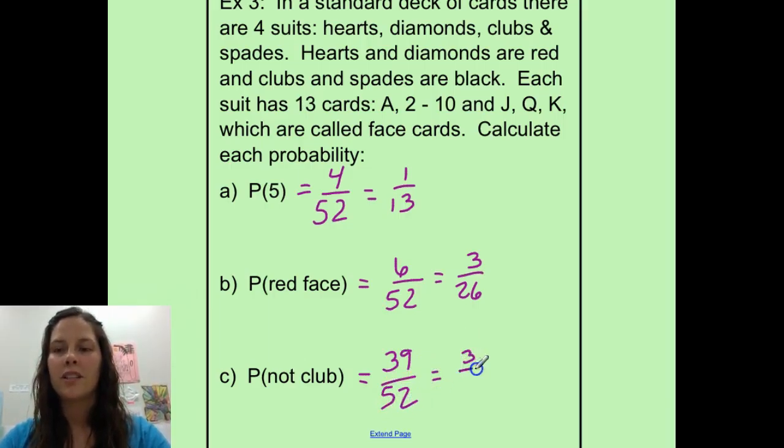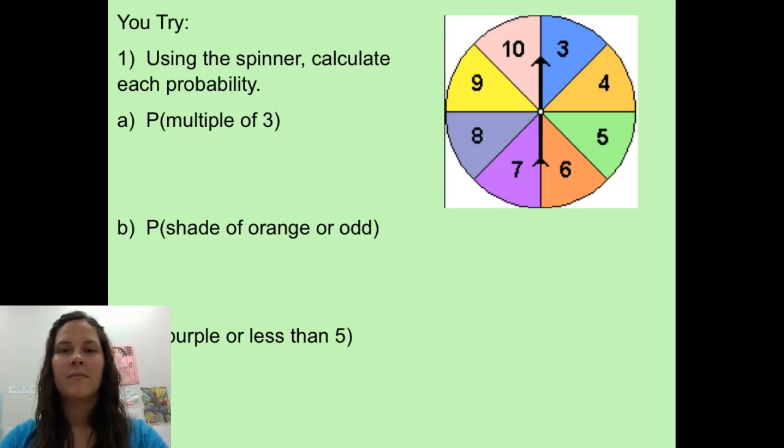Here's your you try question. Use the spinner to answer the 3 questions.